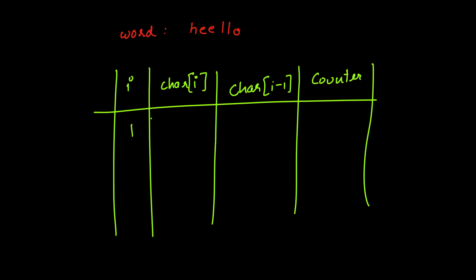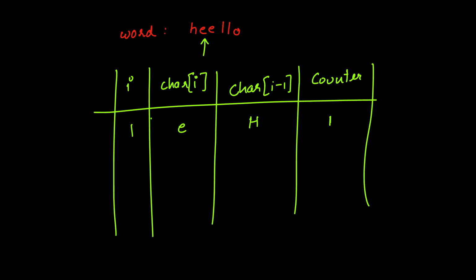Let's start with i equal to 1, as we will be comparing the current value with the previous value in the string. With i equal to 1, the current character is E while the previous character is H. As it does not match, we'll leave the counter as is. By default, the value of the counter will be 1, as the original string can also be a valid one. So considering that assumption, the output or the counter will always start with 1.